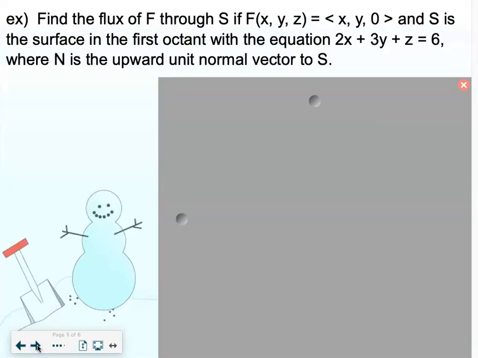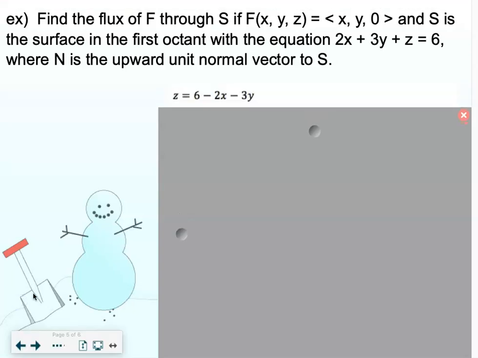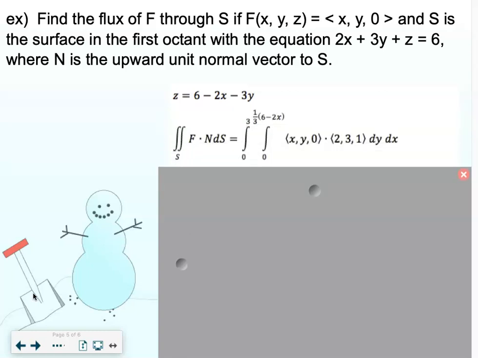All right, so find the flux of F through S. If F is the vector xy0 and S is the surface in the first octant with the equation 2x plus 3y plus z equals 6, where n is the upward unit normal vector to S. All right, so see if you can set up your flux integral based on this. Pause it. All right, so solve for z.